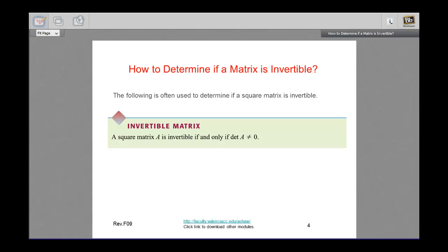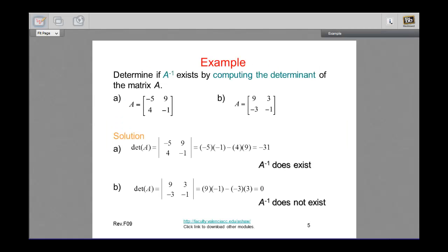It is written here what I told you right now: a square matrix is invertible if and only if the determinant of A is not equal to 0. So this is the theorem, and we can find the inverse only when the determinant of A is not equal to 0. So determine if A inverse exists by computing the determinant of the matrix.